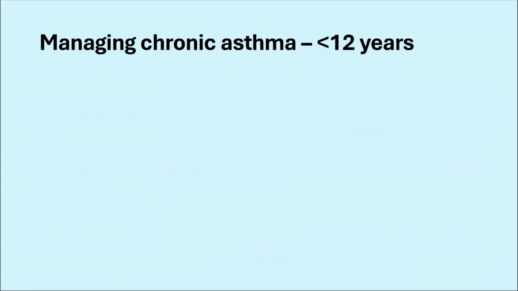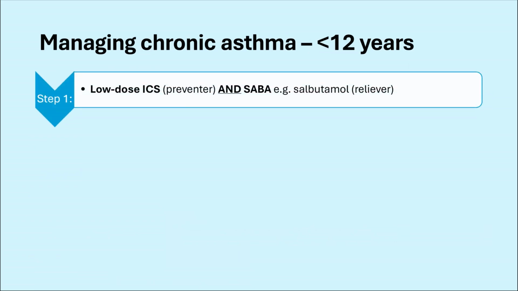Now, how do we manage asthma? NICE advises the following for children under the age of 12. The first step is to start on a low dose inhaled corticosteroid. Often the colloquial term is the preventer or the brown inhaler. This contains steroids like budesonide or beclomethasone, and a SABA, a short-acting beta agonist, such as salbutamol, also colloquially called the blue inhaler or reliever.